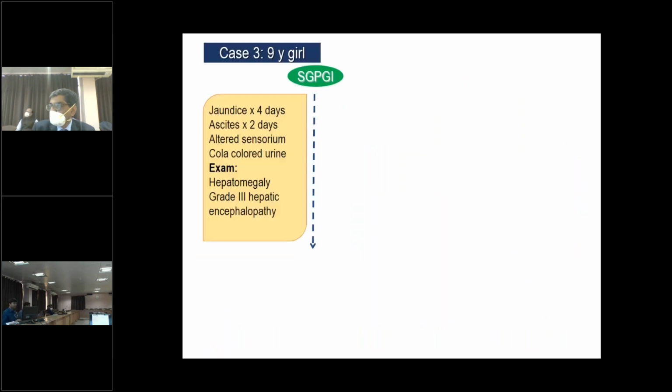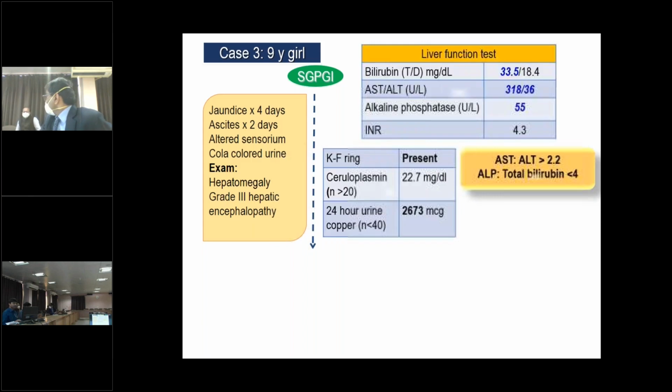Morning everyone. Our next case is a 9-year-old girl who presented to us with complaints of jaundice for 4 days, ascites for 2 days, altered sensorium and cola colored urine. On evaluation, the child was found to have grade 3 hepatic encephalopathy. Her liver function test showed a very high total bilirubin of 33.5, with high AST as compared to ALT. AST was 318 and ALT was 36, and alkaline phosphatase was unusually low at 55.